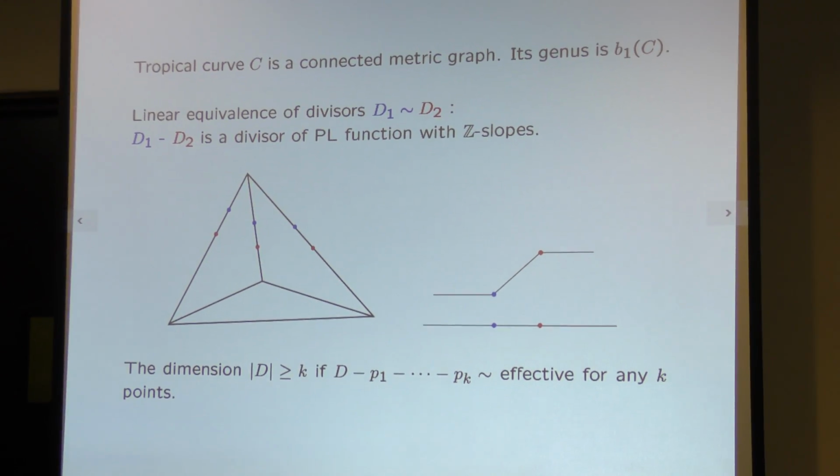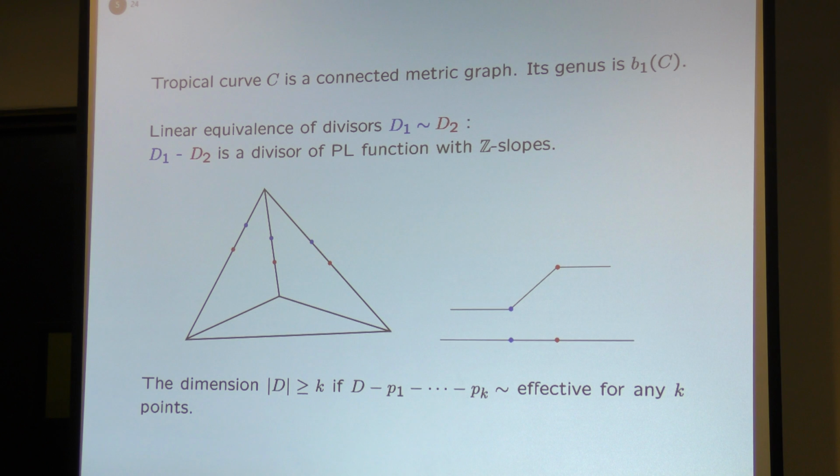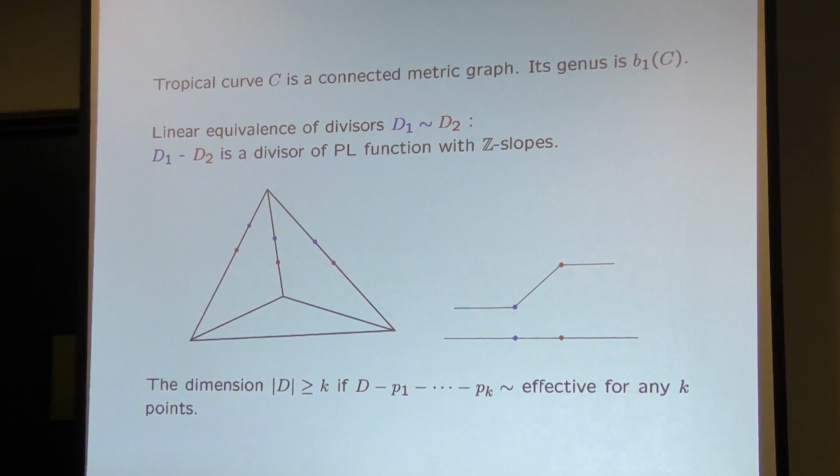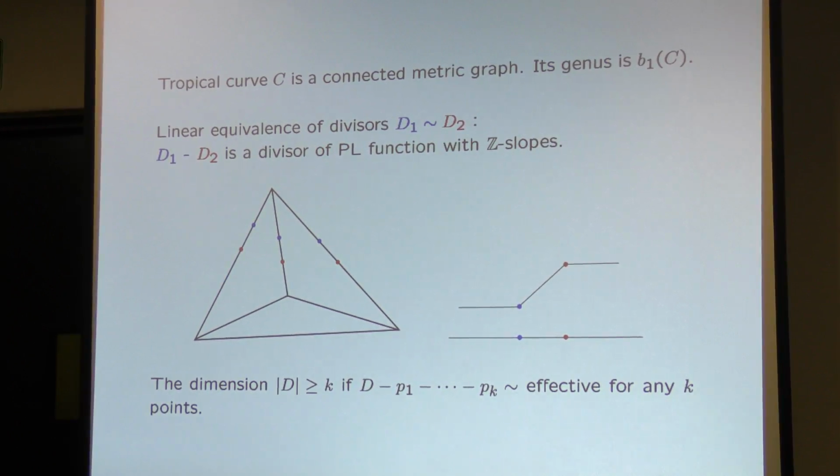So let me start with saying what a tropical curve is. Well, a tropical curve is a graph with lengths of the sides. The genus is the first Betti number. There is one notion I will need later, maybe a little bit.